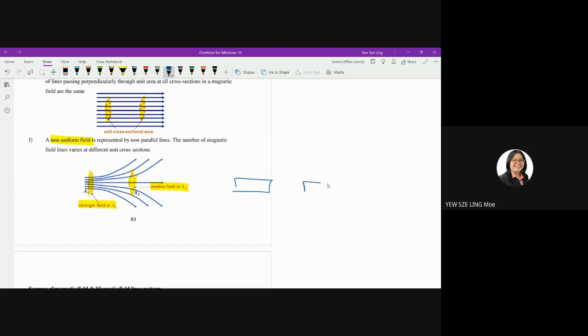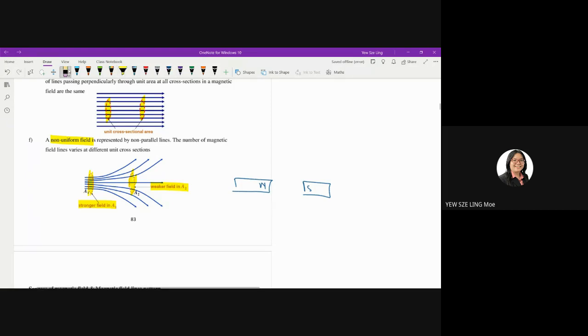Okay, you're given two magnetic bars. It tells you this one has a higher field strength and this one has a lower field strength. Then the numbers of lines must be unequal. But if both of them are the same type of magnet with the same strength, then the numbers of lines must be equal.